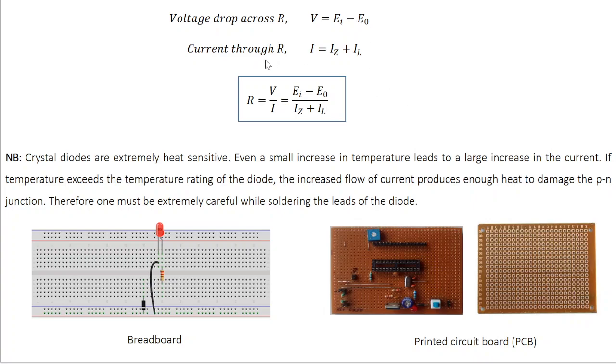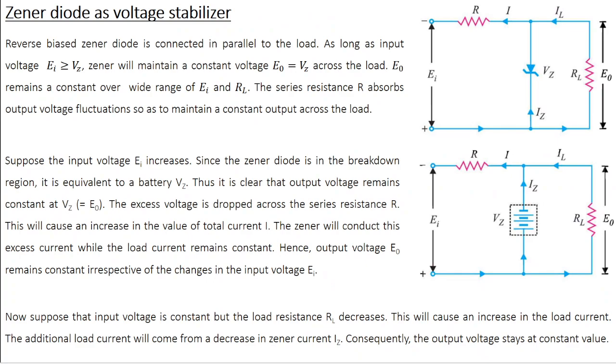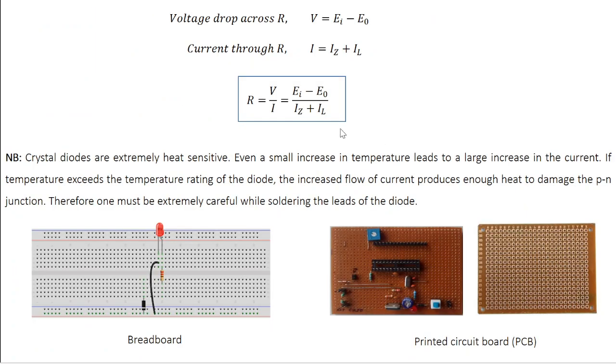And the current through the resistance R is nothing but the load current IL plus the Zener current IZ. So I can write I equal to IZ plus IL. So how do you find the value of the series resistance R? From Ohm's law we know that resistance is voltage by current. So R is EI minus E0 divided by IZ plus IL. So this is how you choose the required value of the series resistance in your stabilizer circuit.